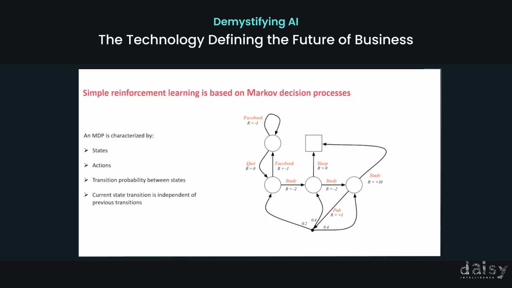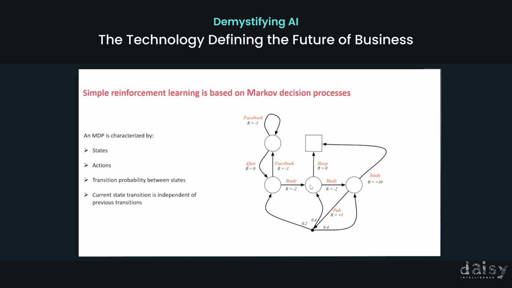This diagram shows a state transition for a student in university. The student is studying for final exams, and they could go from studying, this state here, the circle that I'm highlighting, they could study and continue to study. That would be one transition. The reward would be -2 because the student doesn't want to study. Again, there could be another transition, study, again a transition of -2.